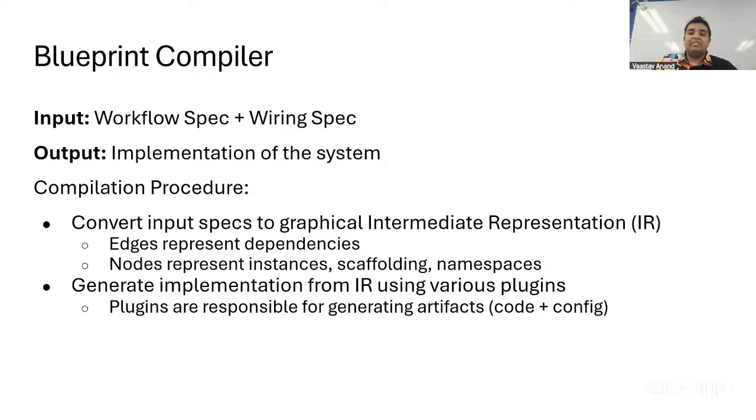First, the compiler converts these input specifications to a graph-based intermediate representation of the system, where the edges between the nodes represent dependencies and the nodes themselves represent instantiations, scaffolding, namespaces, as well as service definitions. Next, the compiler generates the implementation from the IR using various plugins. Each plugin is responsible for generating a specific type of artifact. The IR abstraction guarantees that these plugins can be implemented and used independently and across different applications.